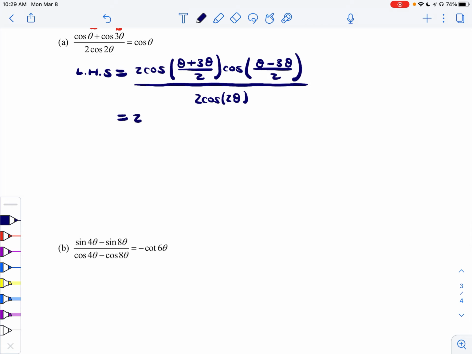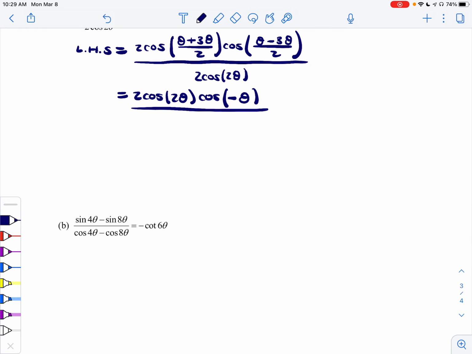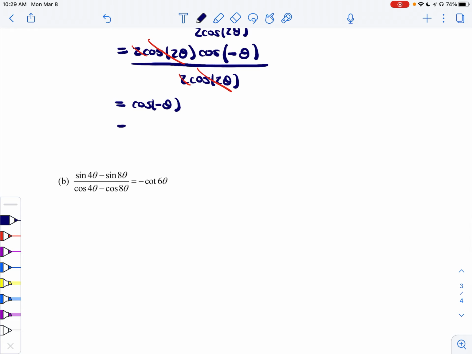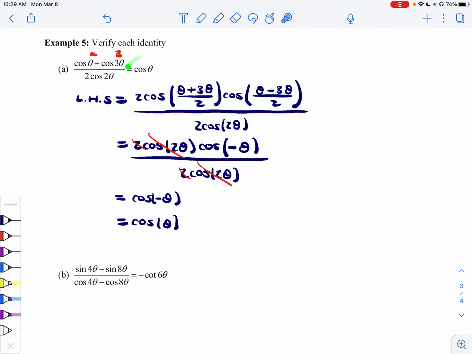Okay, so if we simplify these, we would get 2 cosine of 2 theta times the cosine of negative theta divided by 2 cosine of 2 theta. Well, notice we have a 2 cosine of 2 theta in both the top and the bottom. So the 2's will cancel, the cosine of 2 theta will cancel, and we're left with cosine of negative theta. But once again, because we know that cosine is an even function, this just turns into cosine of positive theta, which if we look back is exactly what we wanted.